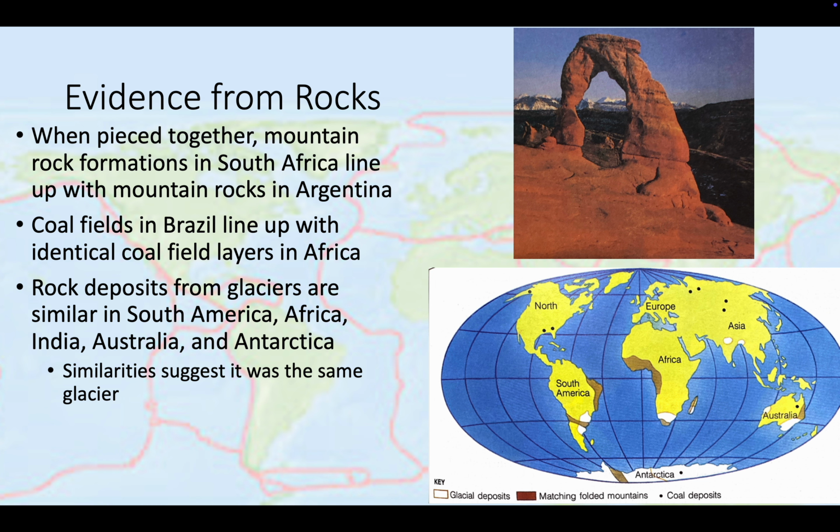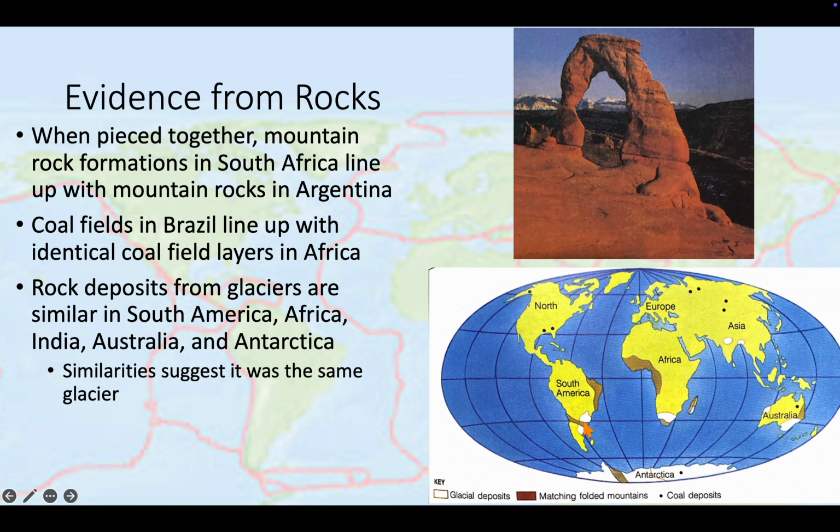Evidence from rocks. When pieced together, mountain rock formations in South Africa line up with mountain rocks in Argentina over here. So these rocks are the same type of rocks. If you bring these continents close to each other, they match up pretty well. There are coal fields in Brazil that line up with the identical coal fields in Africa. So our coal deposits, I don't think they have those marked for the Brazil and Africa one, but we do have some coal mines that would line up if you were to bring those two continents back together.